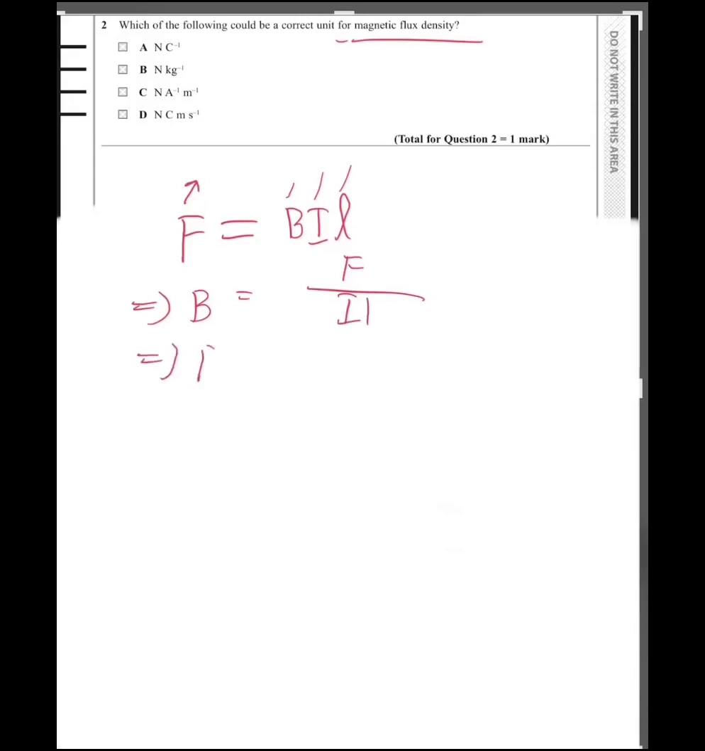Number 2. Which of the following could be a correct unit for magnetic flux density? So we have the formula for the force acting on a current carrying conductor, which is F equals BIL, where B is the magnetic flux density, I is the current, L is the length of wire within the magnetic field, and F is the force. So we have to make the magnetic flux density the subject. So B equals F by IL. The unit for force is newton, the unit of current is ampere, and the unit of length is meter. So the answer is C.